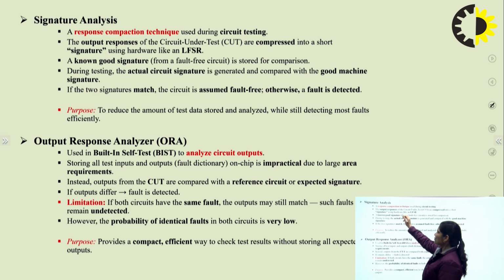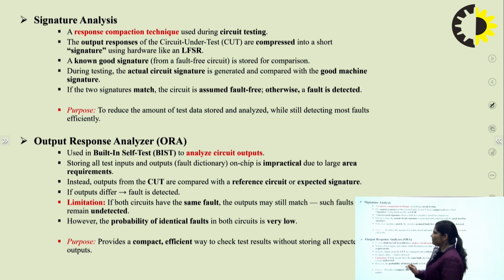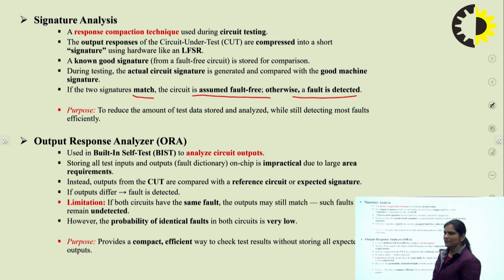It is a response compaction technique used during circuit testing. Output responses of the circuit under test are compressed into a short signature using hardware like a linear feedback shift register. A known good signature from the fault-free circuit is stored for comparison. During testing, the actual circuit signature is generated and compared with the good machine signature. If the two signatures match, the circuit is assumed to be fault-free; otherwise a fault is detected in the circuit.